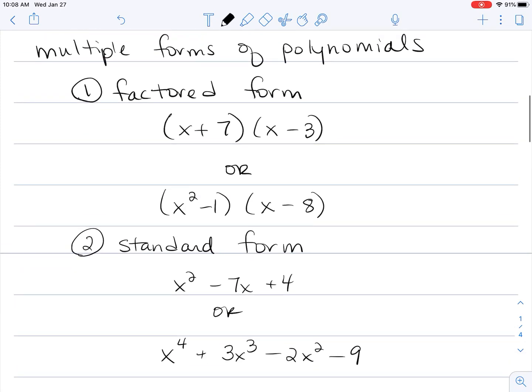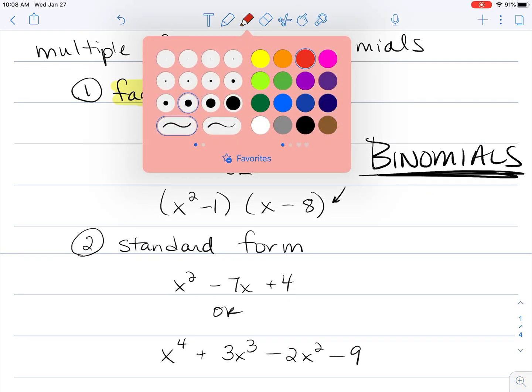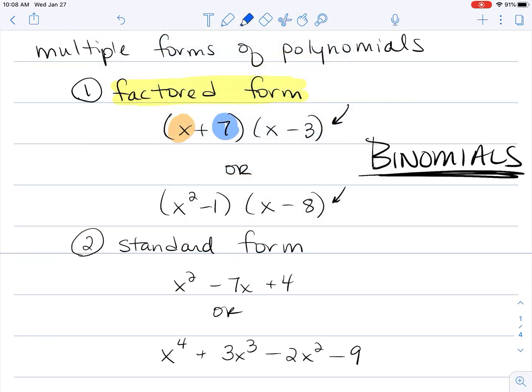The other thing to make clear is that there are multiple forms of polynomials. The first form is called factored form, and that's where you've got the expression written in groups of what we call binomials. Okay, and you'll hear me use this word a lot. Binomials are expressions with two terms. So in this expression, here's the first term, and here is the second term. So you've got two terms, which is classified as a binomial.